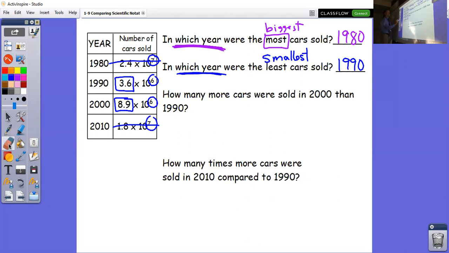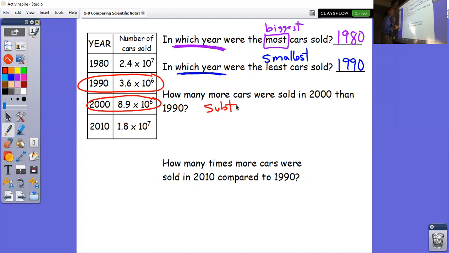In the next one, how many more cars were sold in 2000 compared to 1990? So in 2000, there were this number sold. In 1990, there were this number sold. How many more cars? Well, in order to find out how many more of something, you need to subtract the numbers. So if you're going to subtract the numbers, you need to do the bigger number minus the smaller number. So 8.9 times 10 to the 6th minus 3.6 times 10 to the 6th.